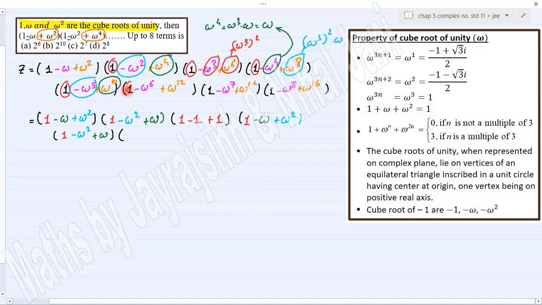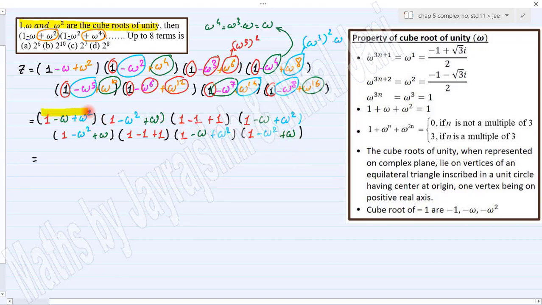Your next term will be 1. Your omega raised to 6 is also 1, and omega raised to 12 is also 1. Then in the next term, 1 will be as it is. Minus omega raised to 7 will become minus omega, and omega raised to 14 will become plus omega square. And in the last term, we will get 1, then minus omega square and plus omega.